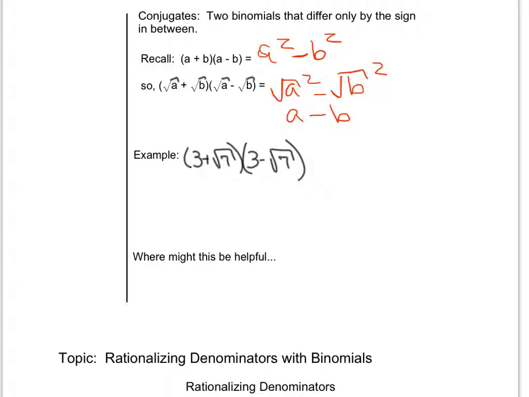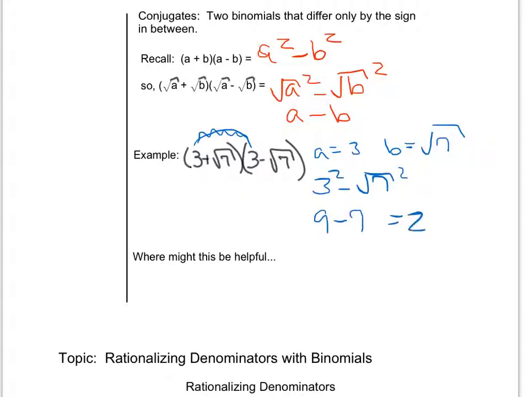So if I look at it with numbers plugged in as opposed to letters, looking at just this one example, I don't need to use FOIL because I can use my formula. So notice that my a is 3 and my b is the square root of 7. So applying the formula, I have a squared minus b squared. Well, that gives me 9 minus 7, or 2.